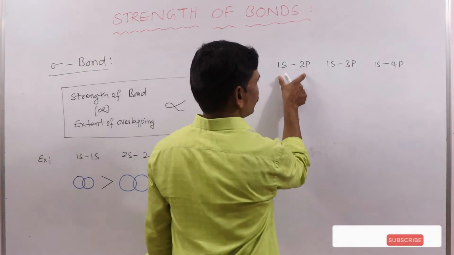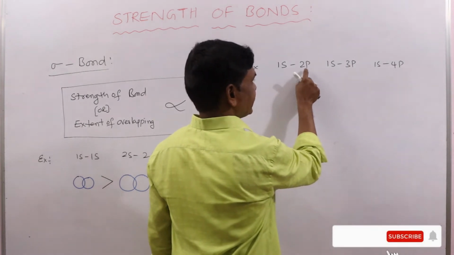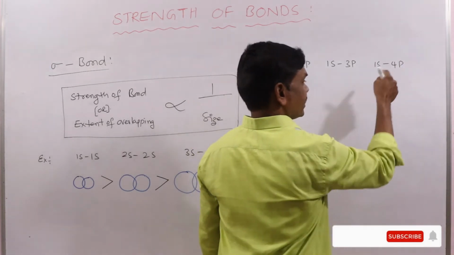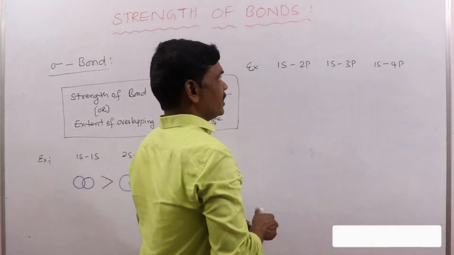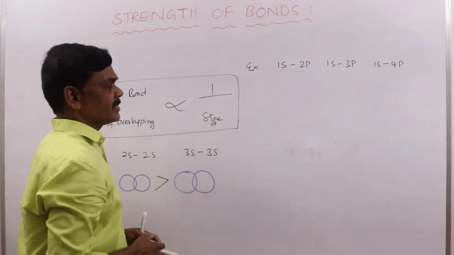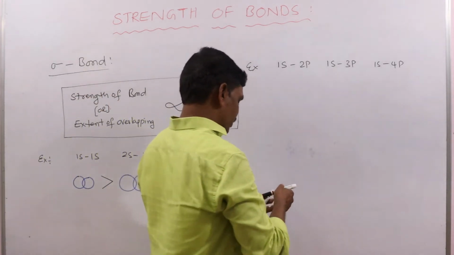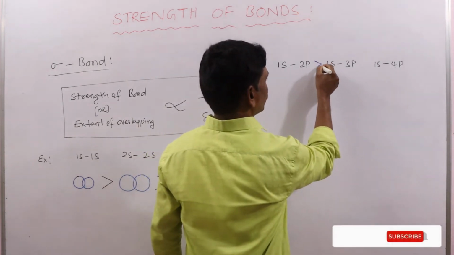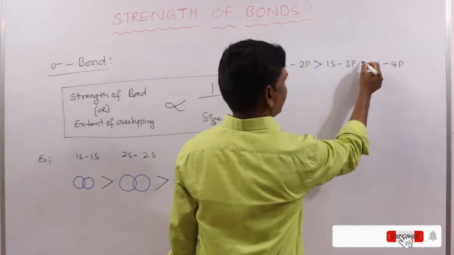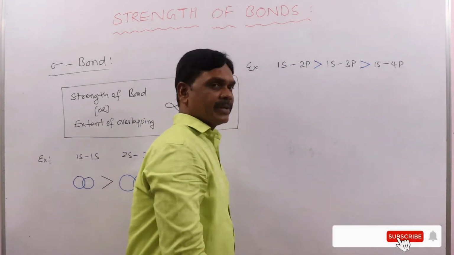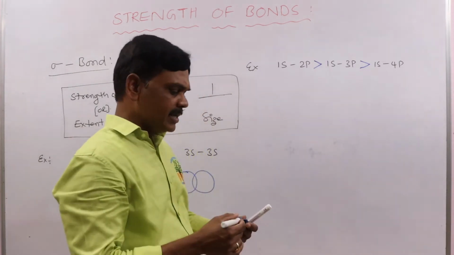Between these orbitals, in the second energy level the p orbital size is more, here also p orbital size is more, and here also p orbital size is more. Whenever size increases, the extent of overlapping or strength of bond decreases. So which one has more strength? 1s 2p has more strength when compared to 1s 3p. 1s 3p is stronger when compared to 1s 4p.